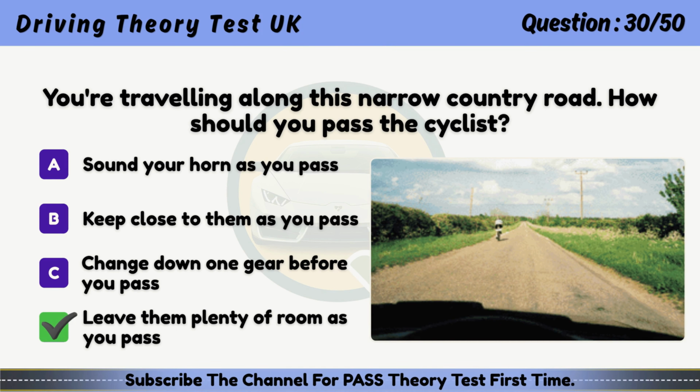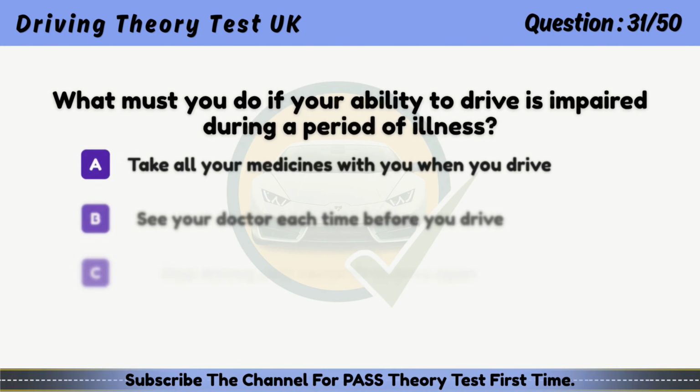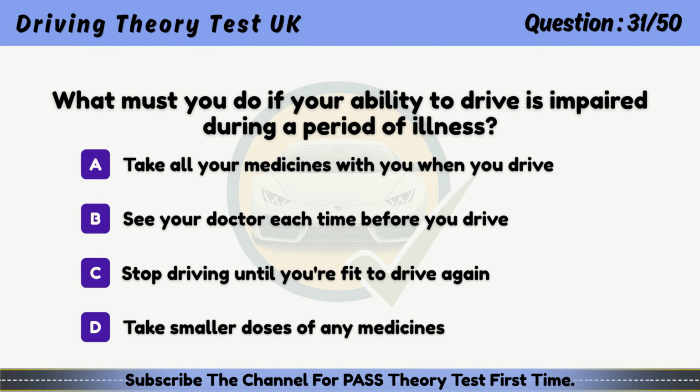Answer is D. Leave them plenty of room as you pass. Allow the cyclist plenty of room in case they wobble or swerve around a pothole or raised drain. Look well ahead before you start to overtake, because you'll need to use all of the road. Look for entrances to fields where tractors or other farm machinery could be waiting to pull out. Question 31. What must you do if your ability to drive is impaired during a period of illness?